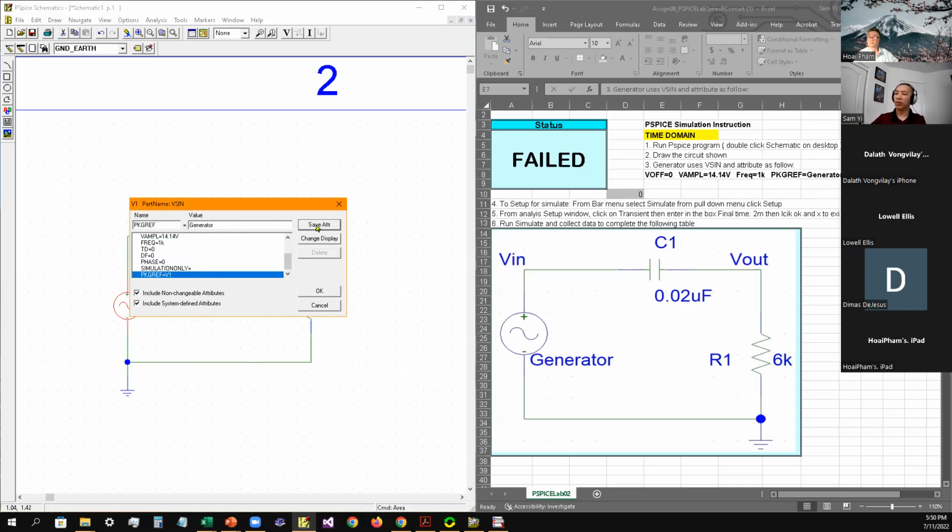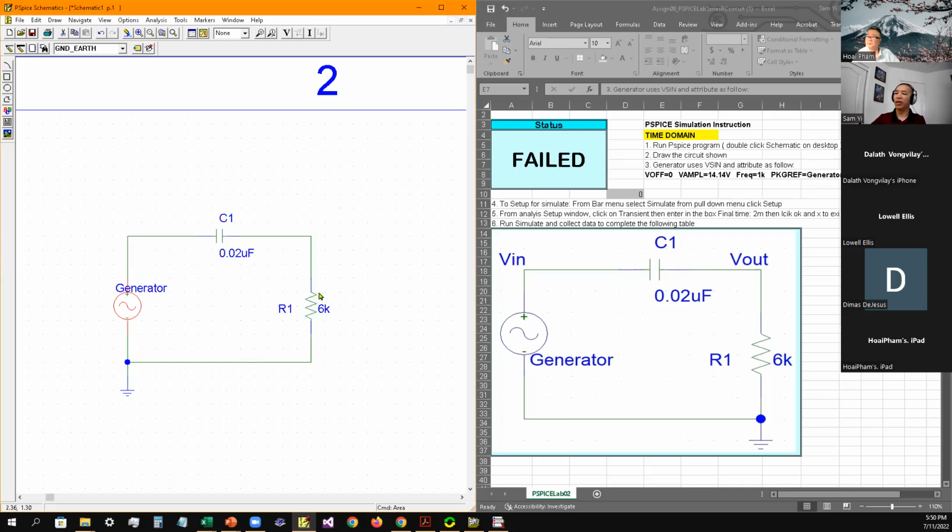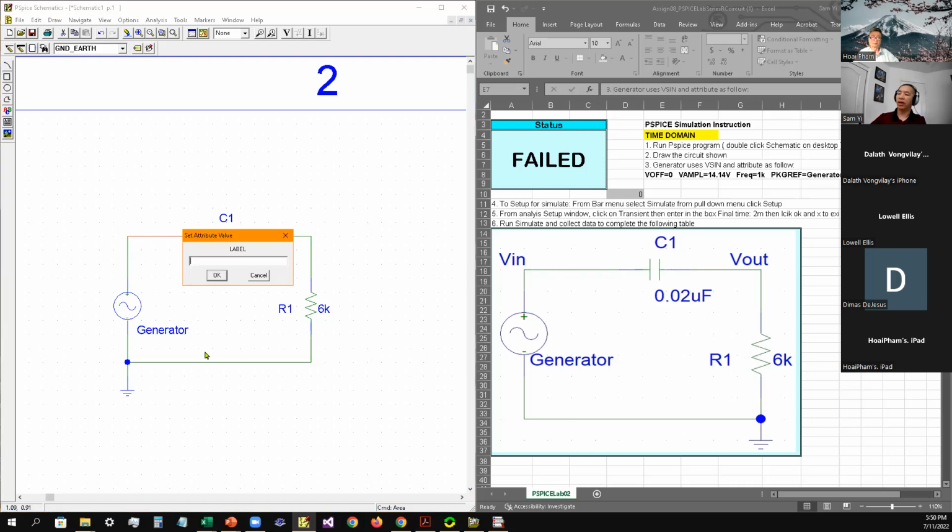Okay, so click on Save, click on OK to save that, and that's pretty much it. Now we have all the parts in place. Next, we have to label V in and V out. In order to do that, highlight the wire, double click on the wire, and put a label on it. Like I said, double click on the wire and then type in the label.